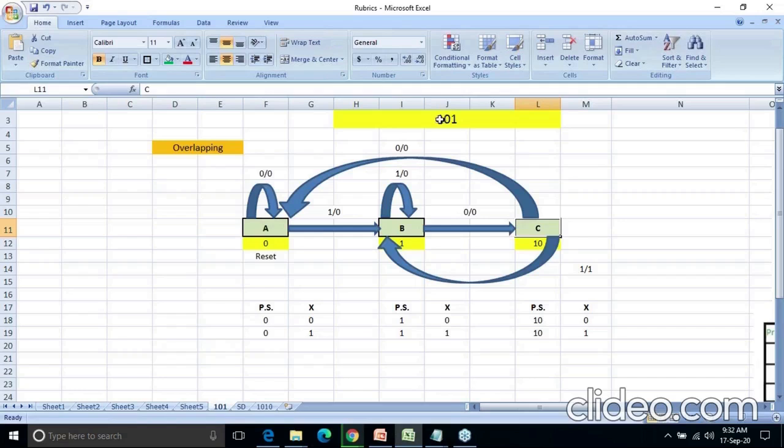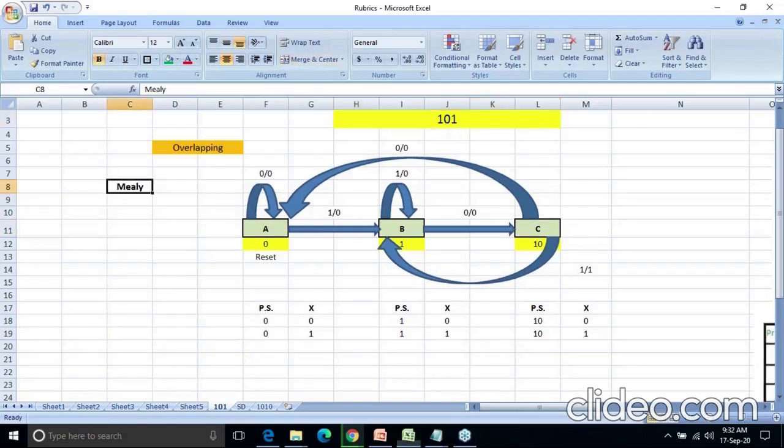So how many states are there here? Let me check how many bits there are. So how many states do you require? As there are 3 bits, it means you require 3 states. That is how you need to remember it. And this I am considering for the Mealy type of state diagram.